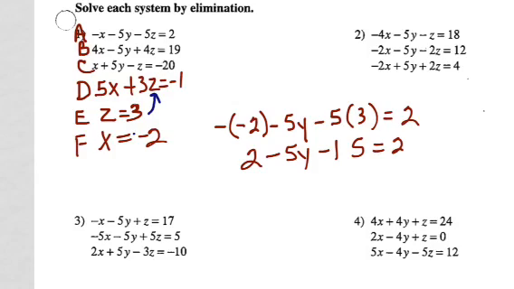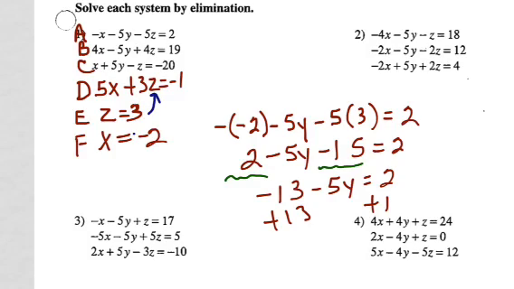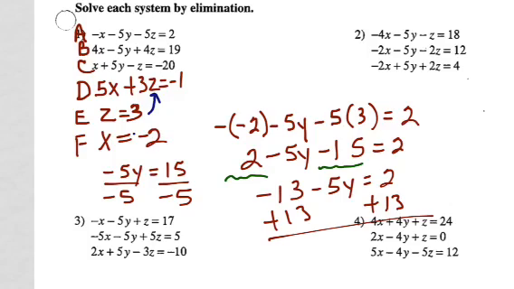We can put our like values together, like terms, if you will. So 2 and -15 is a -13, minus 5y equals 2. We're going to add 13 to both sides. And now what we have is a -5y equals 15. Divide both sides by -5. And we see that our y value then is -3.